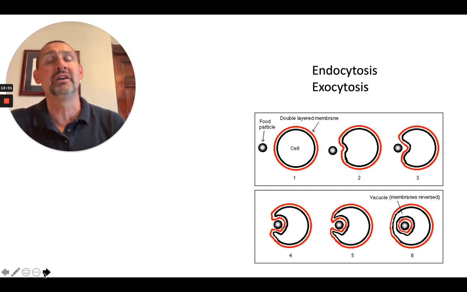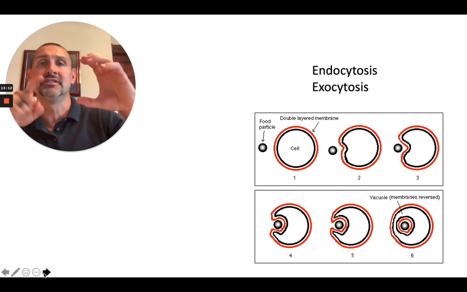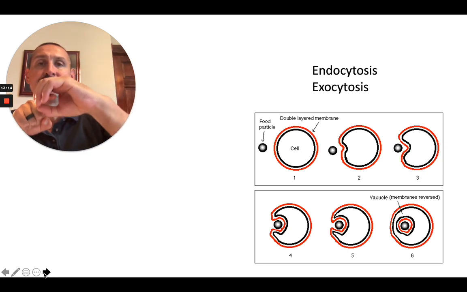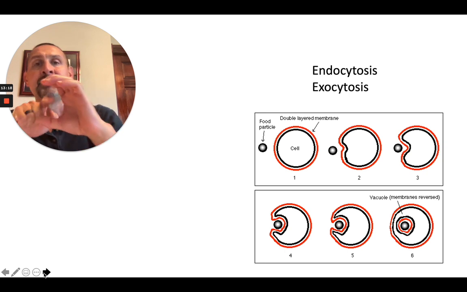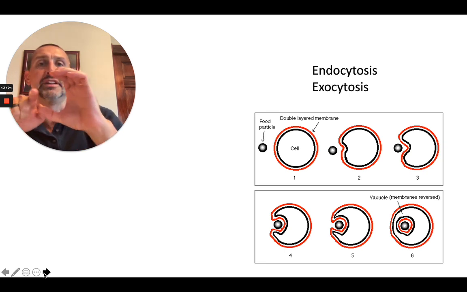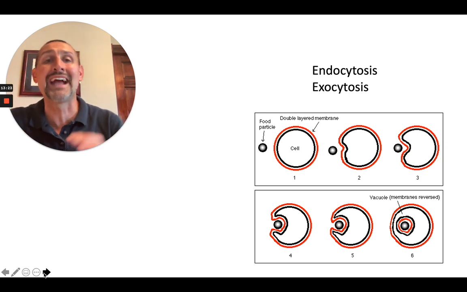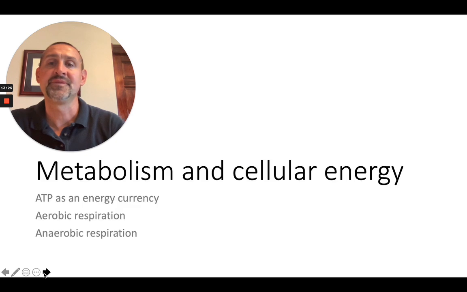But it does require energy. Other examples of active transport are things like endocytosis or exocytosis. Endocytosis means something is entering the cell by the cell surrounding and engulfing it. Exocytosis would be the opposite, something inside the cell that the cell is releasing or exiting the cell.